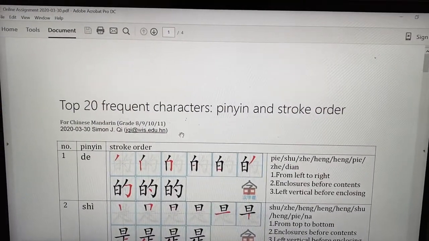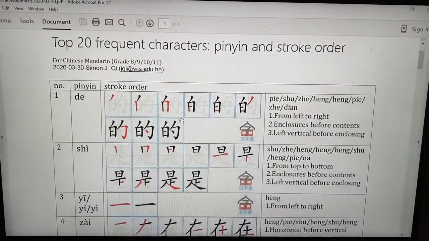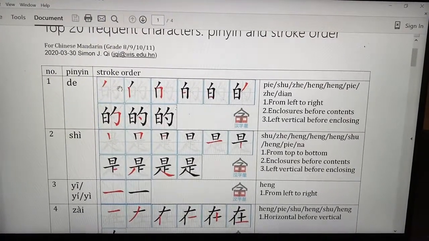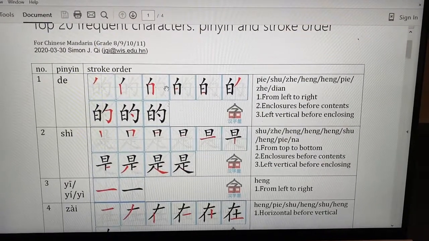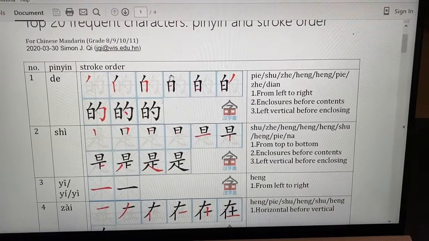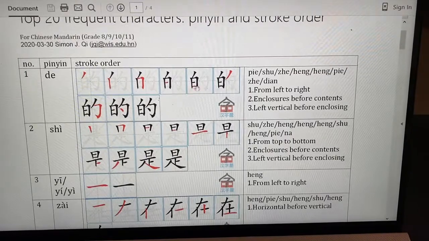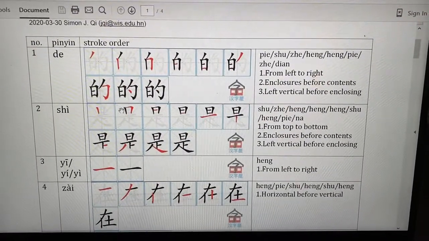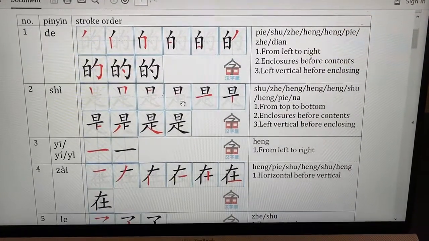It is called Top 20 Frequent Characters, Pinyin and Stroke Order. So you may find this has two parts, left part and right part. And in the left part, you have a small enclosure frame, which you should construct the frame and then the content and then seal it. In this shi, you also have an upper part as a little square one with the content inside.